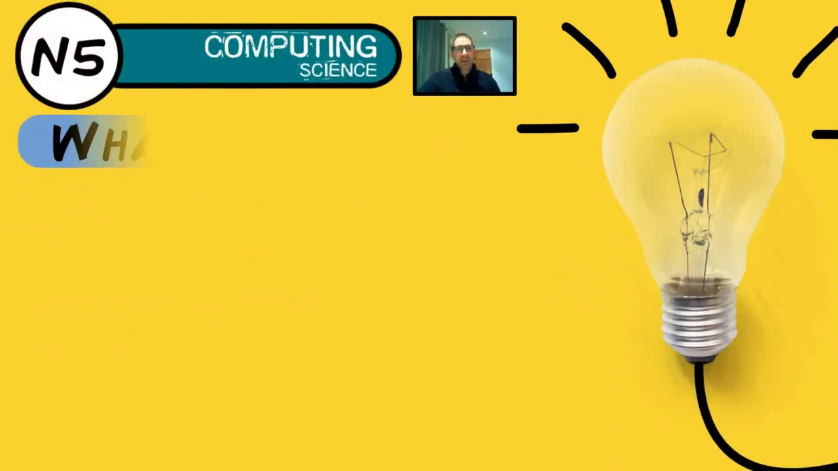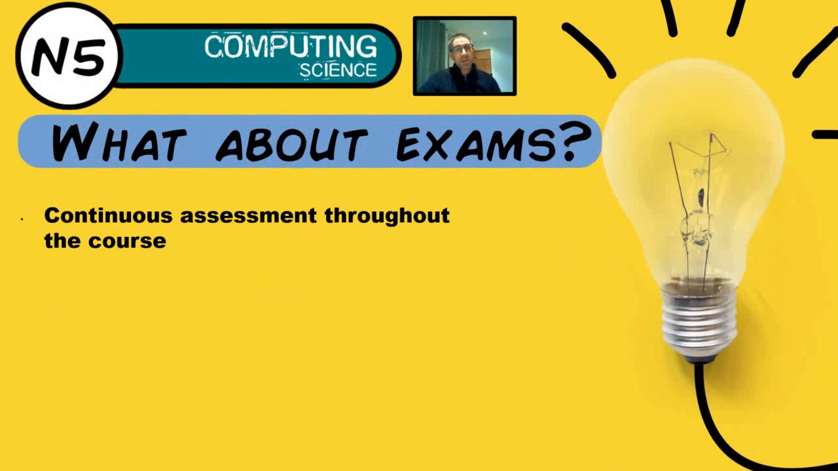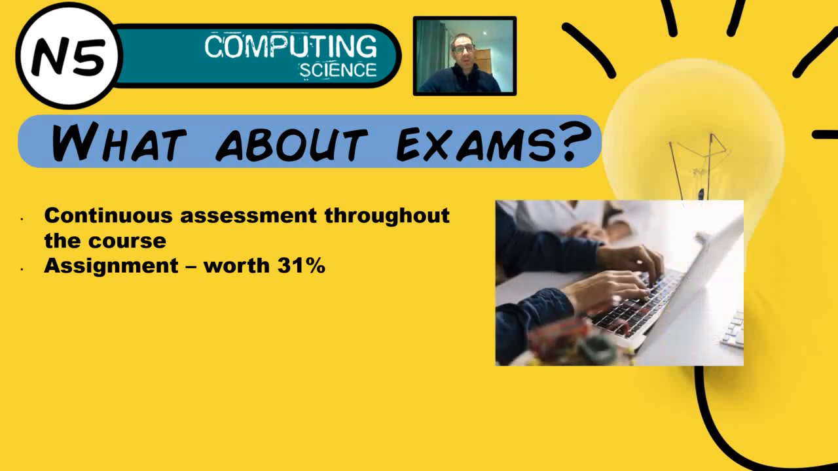So what about exams? Well, throughout the course, throughout the 2 years, there'll be continuous assessments. We'll be doing tests and project work and things that we'll basically be using to get some results from you. And there's an assignment that's worth 31% of the final mark. You will do that in class. It's work that is open book, so you can use your notes, you can use the internet, that sort of thing, and that counts for 31% in the final mark. And then the final exam is worth 69%. So that's the breakdown there.